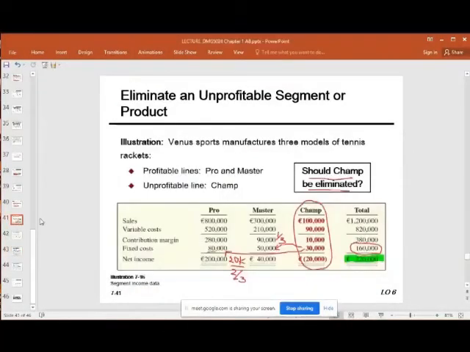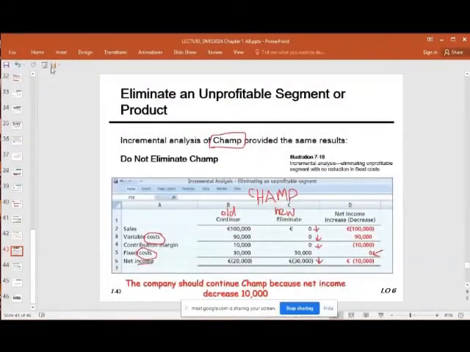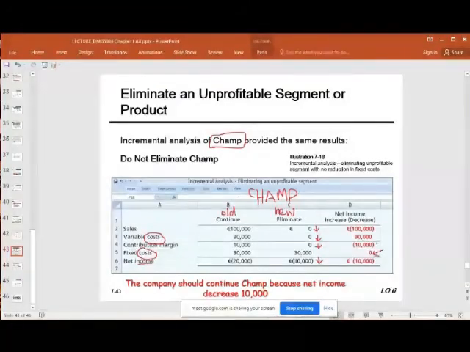So we go back to the decision rule and then we put here fixed cost eliminated is 0. Okay, next. Contribution margin lost. Contribution margin loss is this one. This is your contribution margin lost.